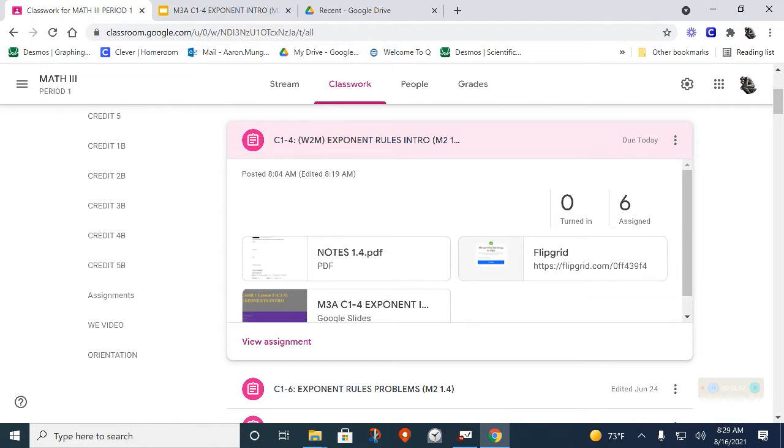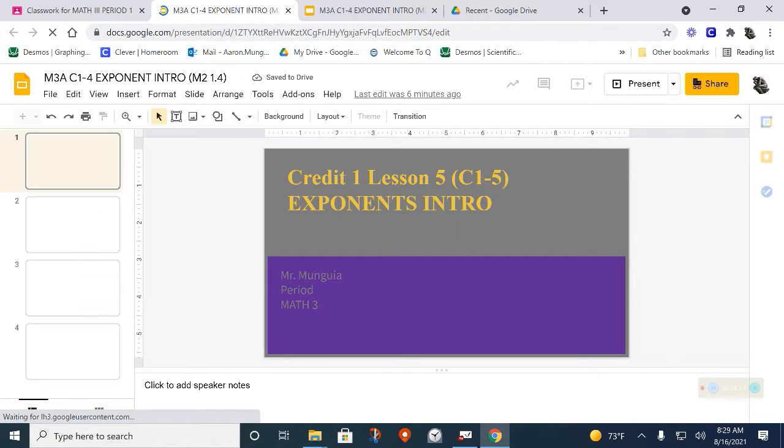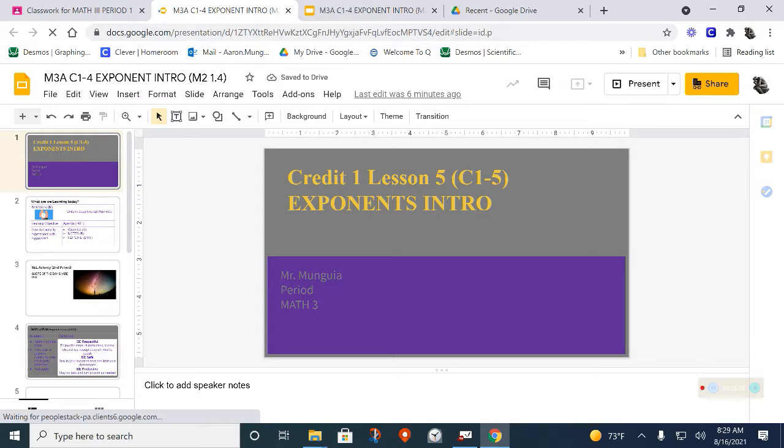From now on, you'll see a PowerPoint. For every assignment, you're gonna see a PowerPoint that says Math 3A, C14. And this kind of gives you the lowdown for the whole day if you're absent. Exponents intro, we're gonna get into exponents today.